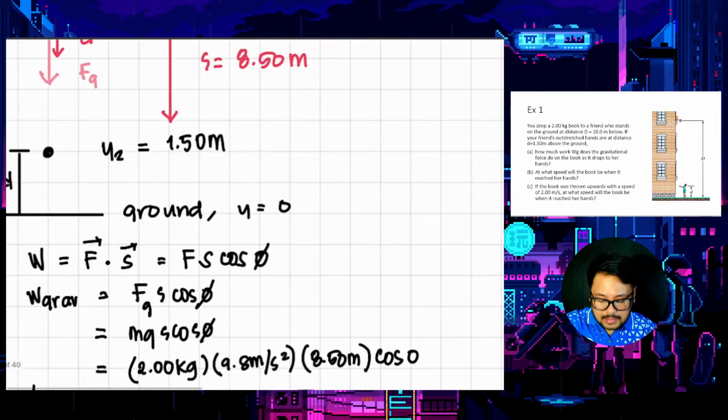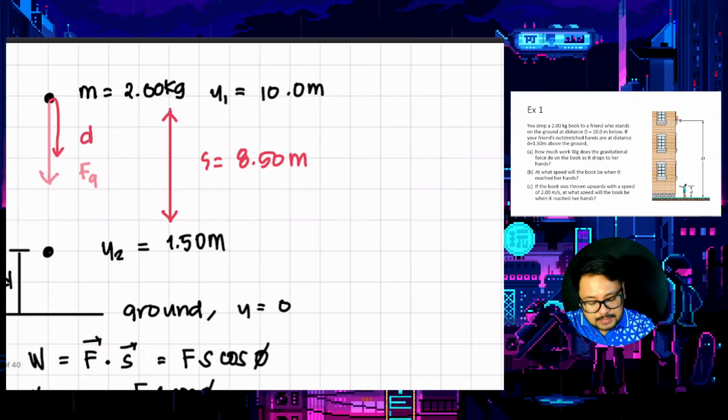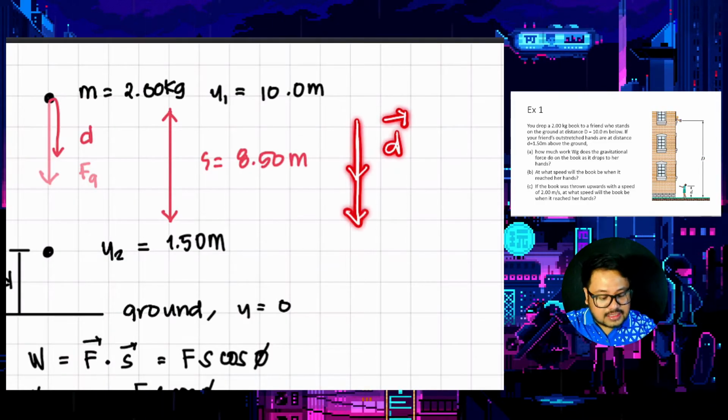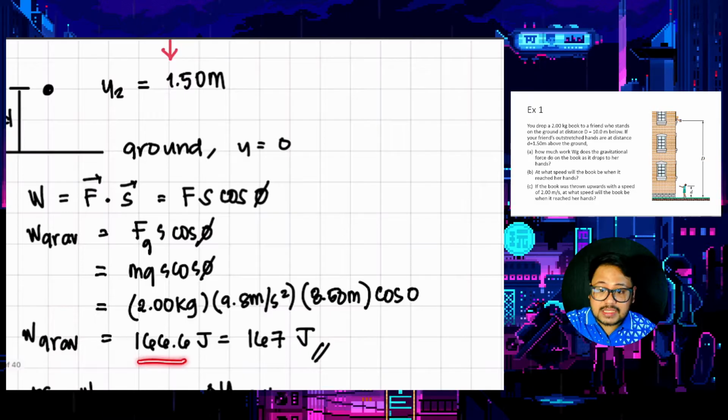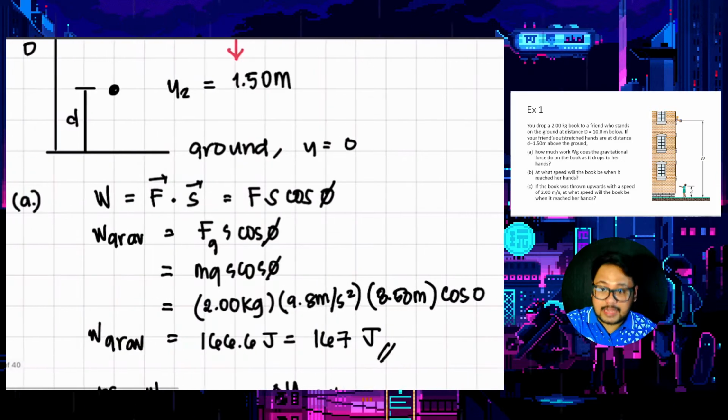Why 0? Your displacement is pointing downwards, okay? And your force of gravity is also pointing downwards. The angle between them is equal to 0. Hence, cosine 0. So the work done by gravity now is 166.6 joules or 167 joules. Okay, so this is now our answer for letter A.